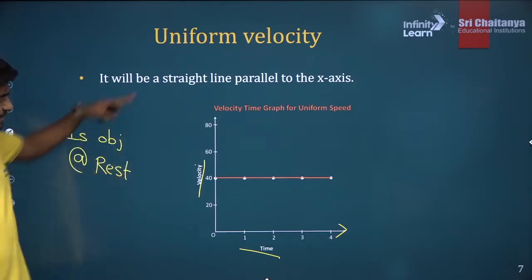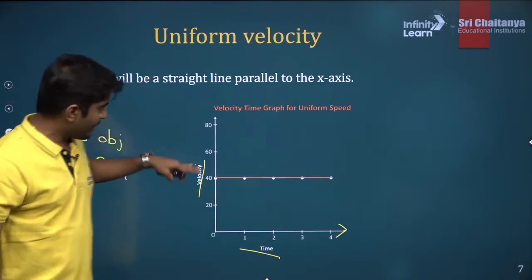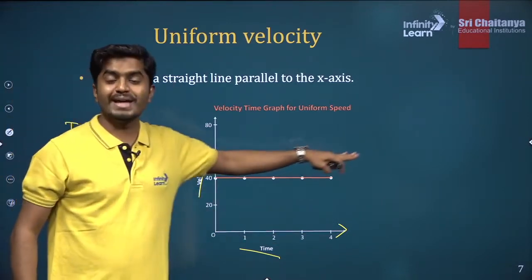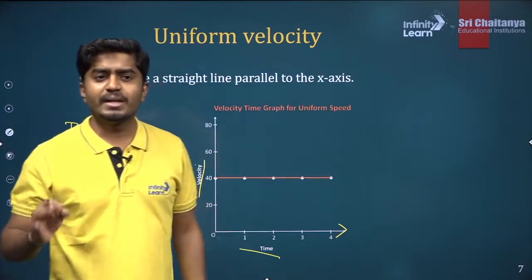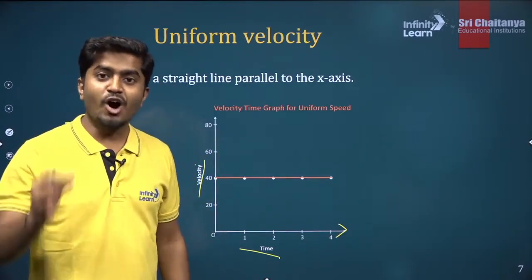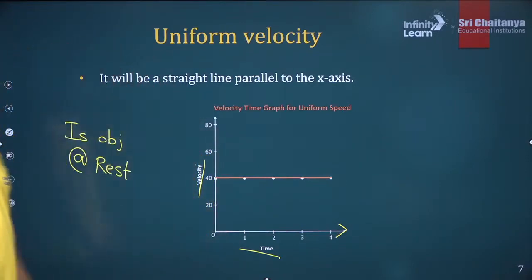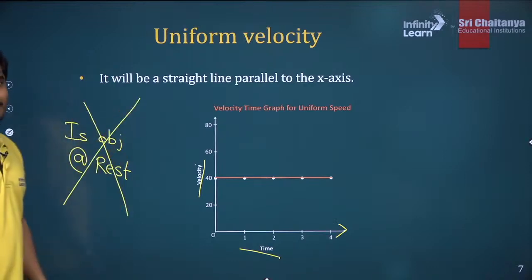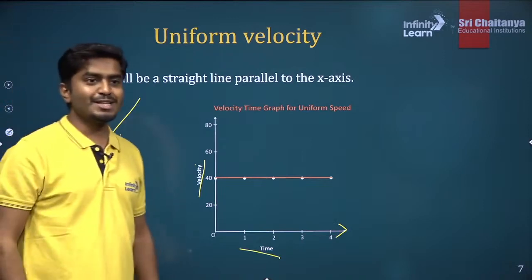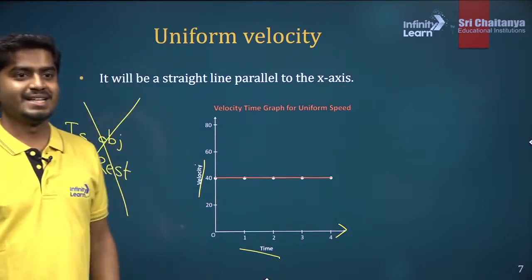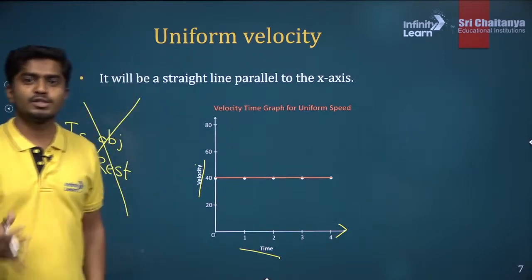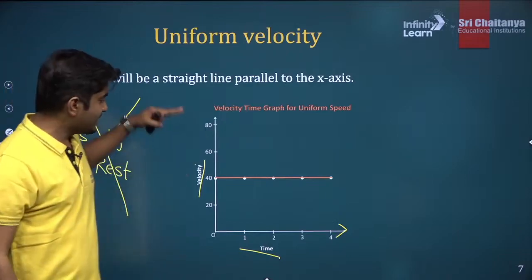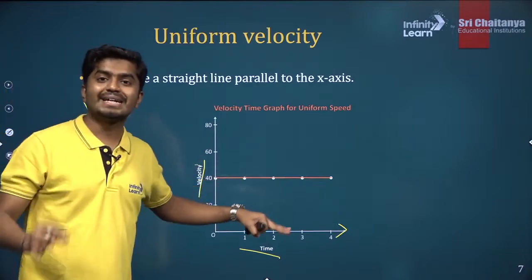Whenever I show this graph, velocity versus time graph, which is parallel to the x-axis, almost 50% of the students say the object is at rest, but that is not true. It is not at rest. Velocity is 0? No, Devanshi. See, I told you 50% of the students make this mistake. This object is not at rest.